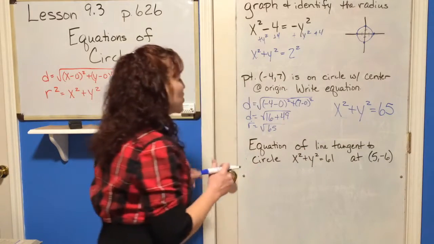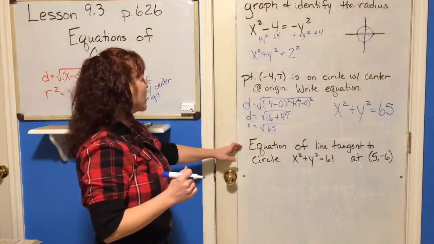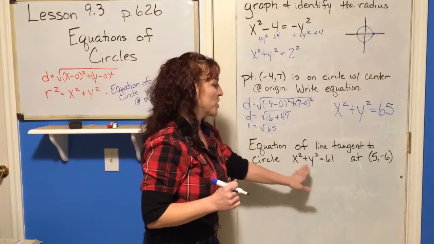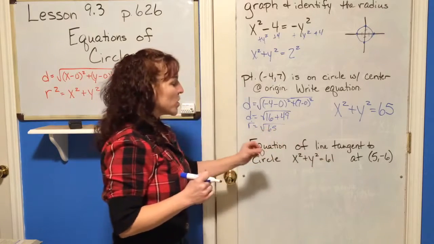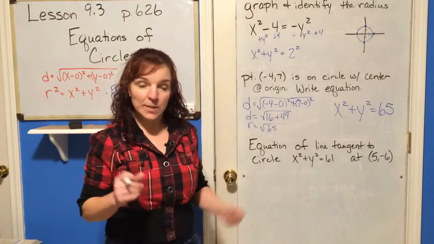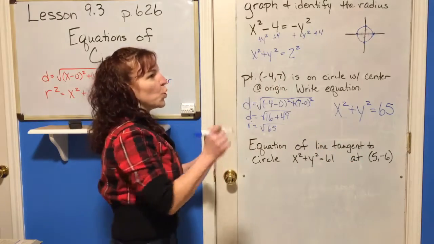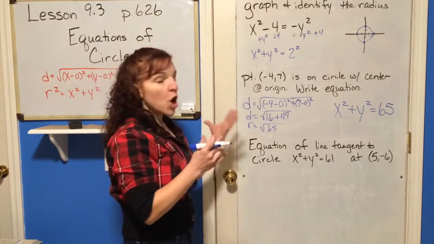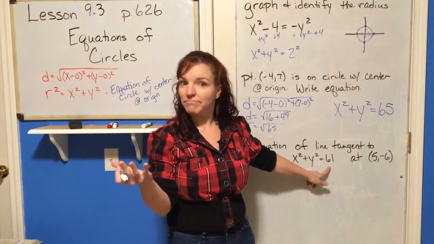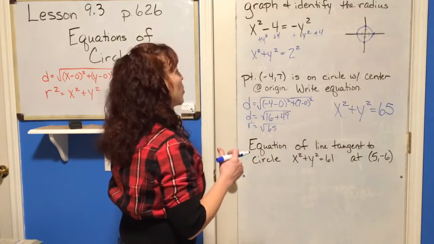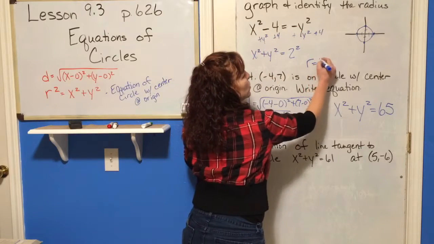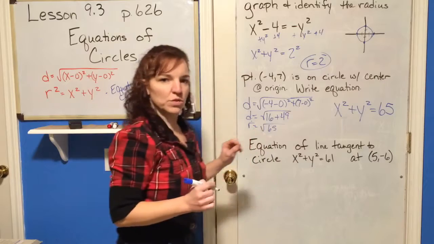Let's move on. Okay, so if I want the equation of a line tangent to the circle x squared plus y squared equals 61, and I want that tangent line to be at the point 5, -6. Okay, so we've got a circle, and we know by just looking at it that the radius is going to be the square root of 61. All right, so these are the things we know. Oh, and you know what? I didn't say up here where it says identify the radius, you need to say radius equals 2. All right, oops, forgot that part.